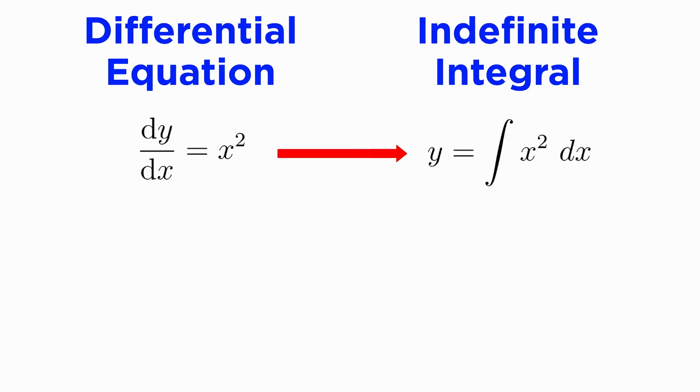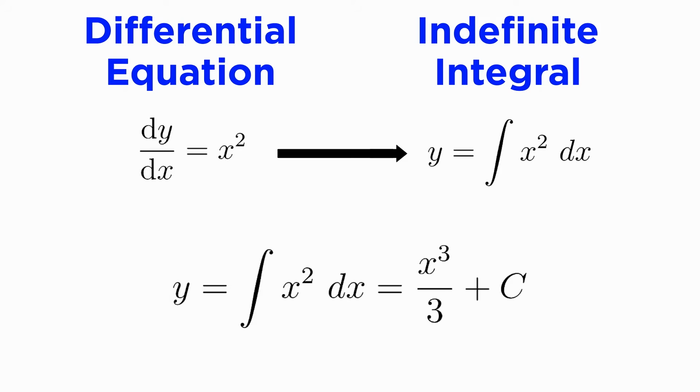For example, the integral of x squared dx is another way of saying dy/dx equals x squared. This is a differential equation. Here we are asking the question, what function has a derivative that's equal to x squared? Recalling that the opposite of differentiation is integration, we can get the answer by integrating x squared, which will lead to the solution of the differential equation, y equals x cubed over 3 plus an arbitrary constant.